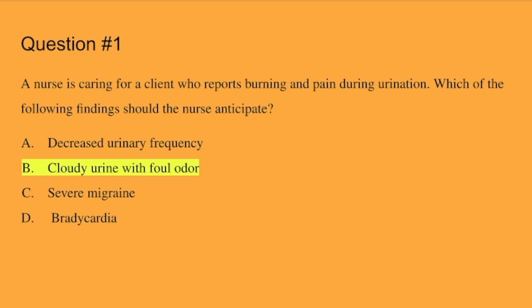So for A, UTIs usually make you go more, not less, so you'll have increased urinary frequency. For C, severe migraines are not really related to the urinary system. And D, bradycardia, that's a cardiac issue, not a UTI symptom. So pain or burning during urination suggests a UTI, and cloudy, foul-smelling urine is a hallmark sign.